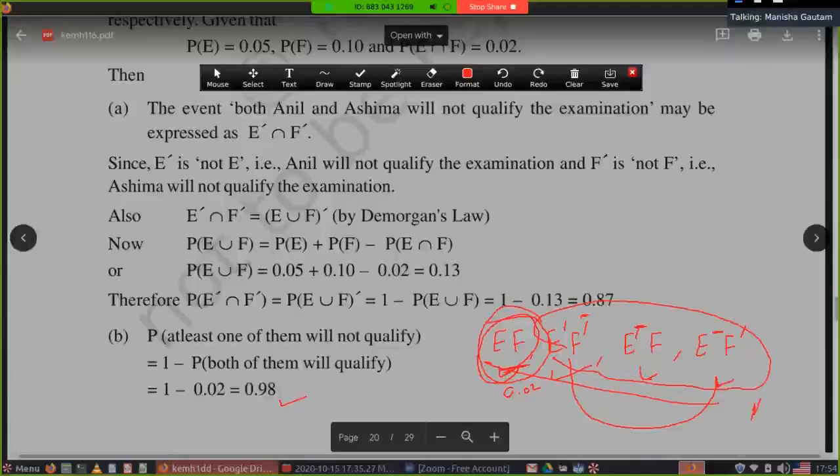Will not qualify. At least means at least one and at most both did not qualify. It means these three are the cases which you have to calculate. For this, we have done the case by using the concept 1 minus the total probability that both will qualify. That is 0.02, and you are getting the probability of these three.